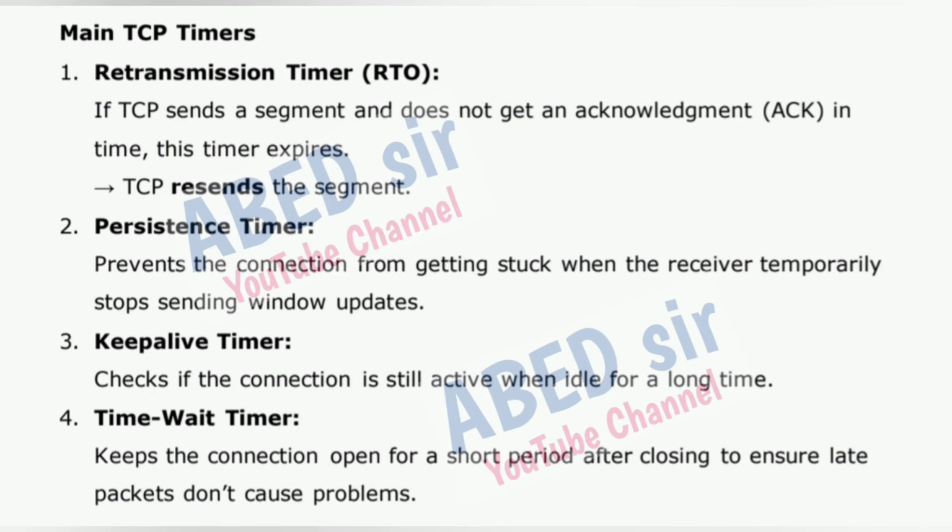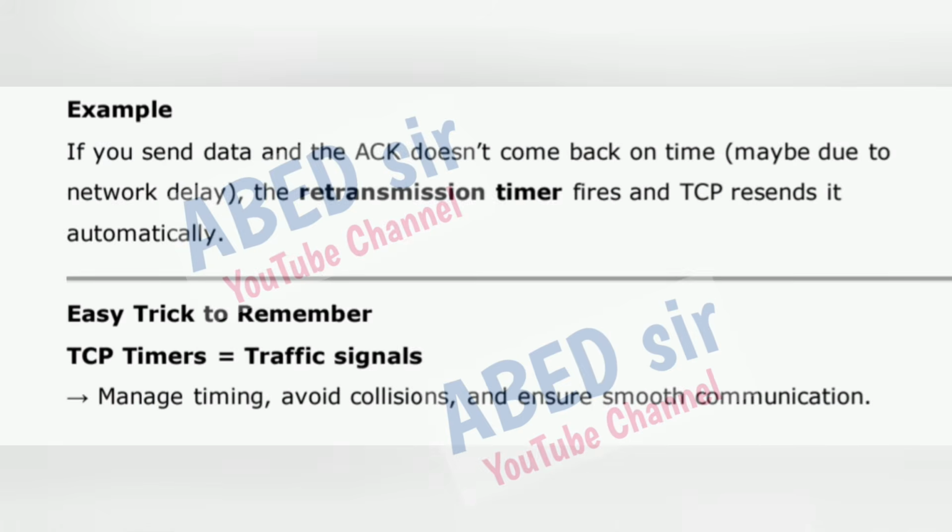2. Persistence timer. Prevents the connection from getting stuck when the receiver temporarily stops sending window updates. 3. Keep-alive timer. Checks if the connection is still active when idle for a long time. 4. Time-wait timer. Keeps the connection open for a short period after closing to ensure late packets don't cause problems. Example: if you send data and the ACK doesn't come back on time, maybe due to network delay, the retransmission timer fires and TCP resends it automatically. Easy trick to remember.